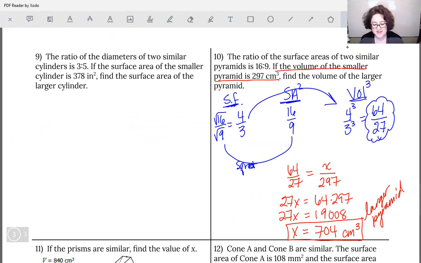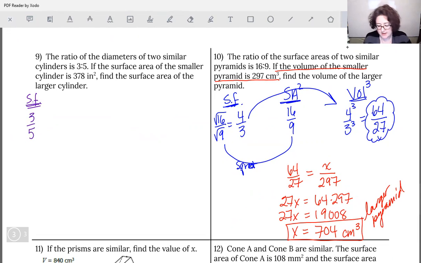Alrighty, the ratio of the diameters of 2 similar cylinders is 3 to 5. If the surface area of the smaller cylinder is 378, find the surface area of the larger cylinder. Okay, so they gave us the ratio of the diameters. They gave us the length. So they basically gave us the scale factor relationship, and they said that that was 3 compared to 5.